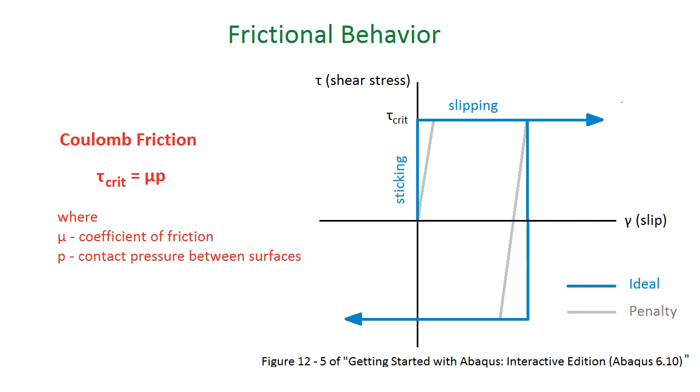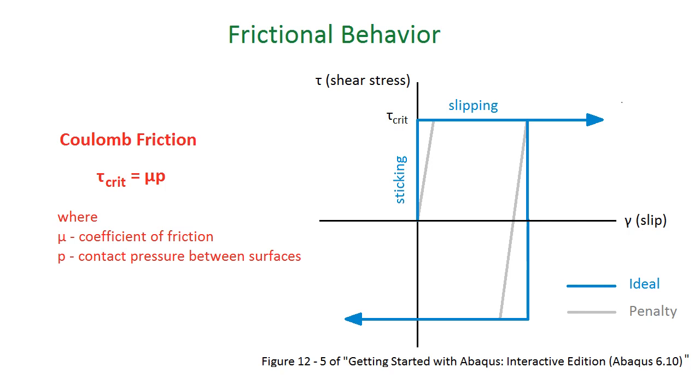Abaqus will automatically choose the penalty stiffness such that this allowable elastic slip is a very small fraction of the characteristic element length. The static kinetic exponential decay allows the user to specify static and kinetic friction coefficients. In this friction model, the static friction coefficient decays exponentially to the kinetic value. Test data can also be entered to fit the exponential model. In addition, you have the option to specify elastic slip.